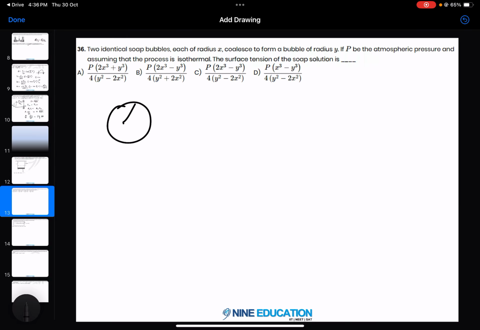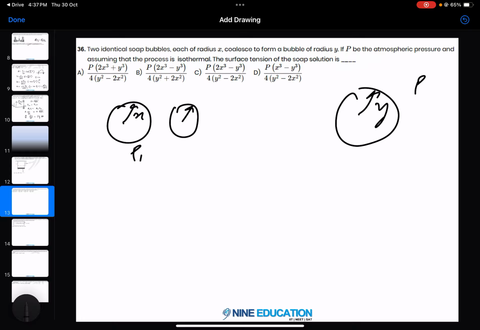Now in this question it is given there are two soap bubbles of radius x merged to form a soap bubble of radius y. This process is isothermal. Given atmospheric pressure is P. So to find surface tension, let's assume the inside pressure is P1 here and P2 here. So the excess pressure is 4T by R. So P1 minus P will be 4T by x. Similarly, P2 minus P will be 4T by y.